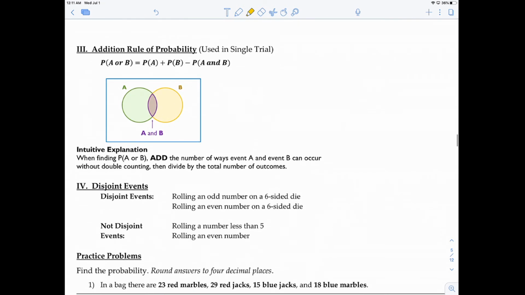Formally, the addition rule is the following. The addition rule of probability is the probability of A or B is equal to the probability of A plus the probability of B minus the probability of A and B. And if we represent it with a Venn diagram, then we have this diagram right here. A and B is those events that are both A and B, right?